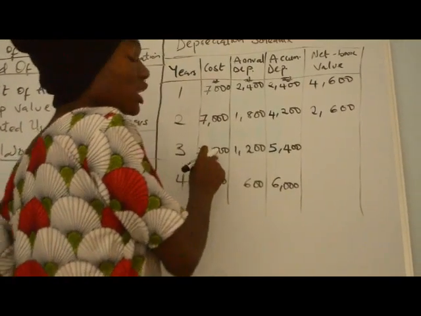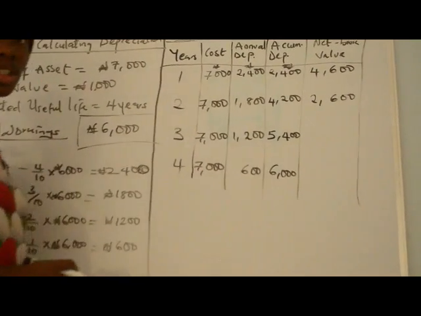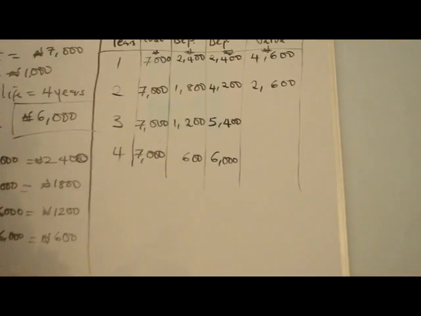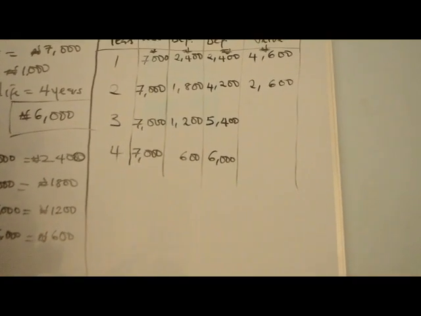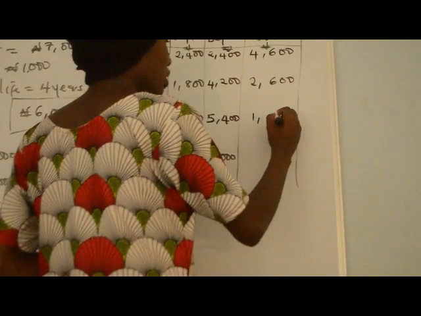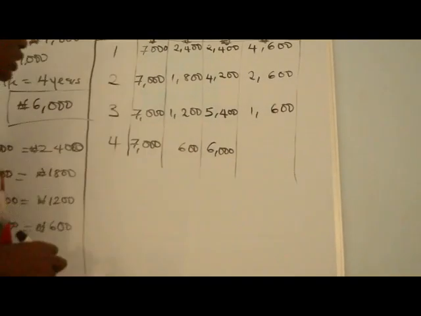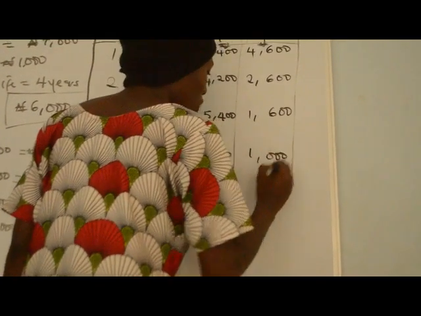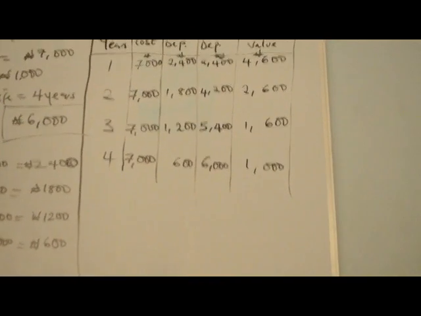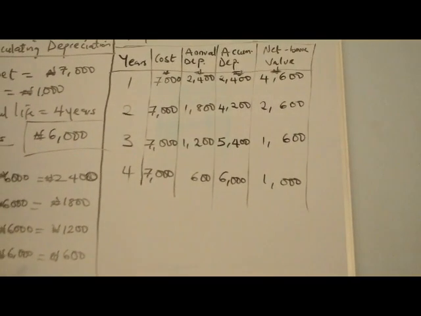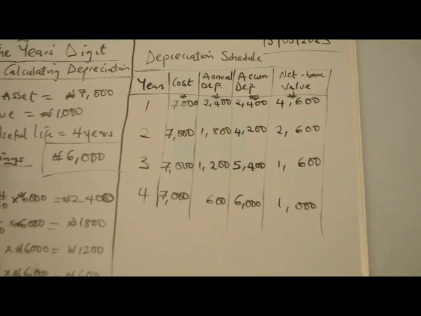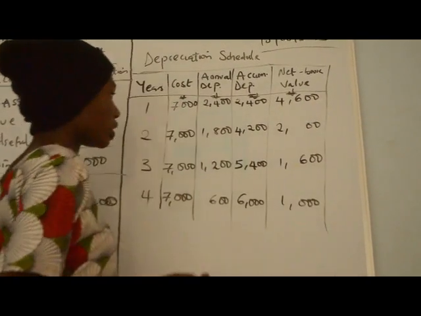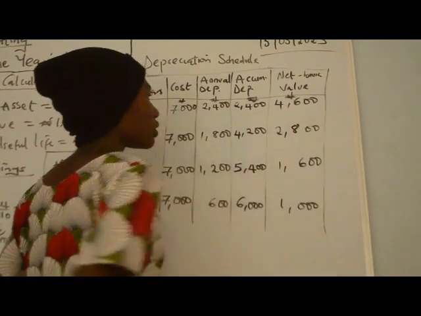For our third year, 7,000 minus 5,400. Okay, our naira sign minus 5,400, and that will give us 1,600. And lastly, we are having 7,000 minus 6,000, which will give us 1,000 naira, which is our scrap value. Alright. So quickly, let me adjust this. 2,800. Okay.